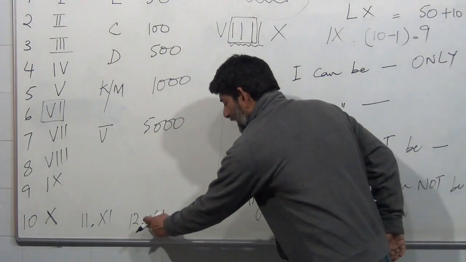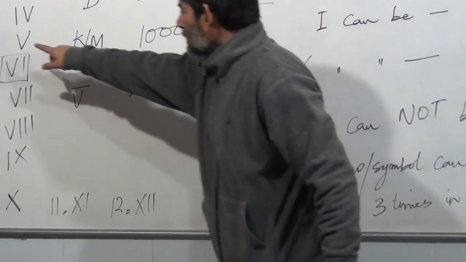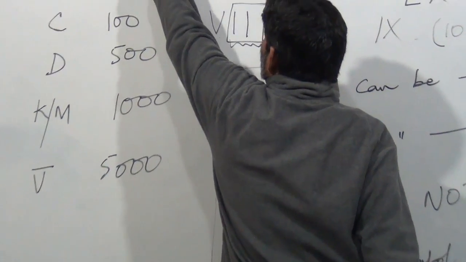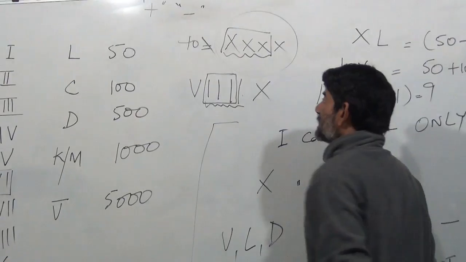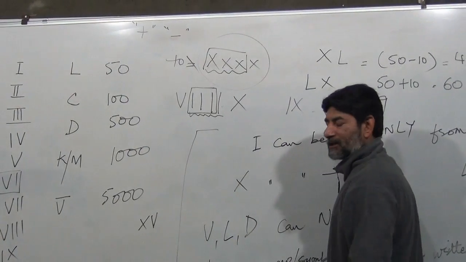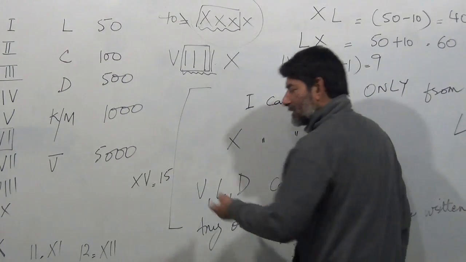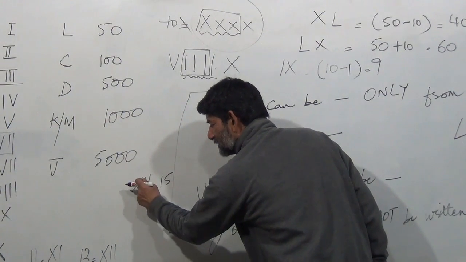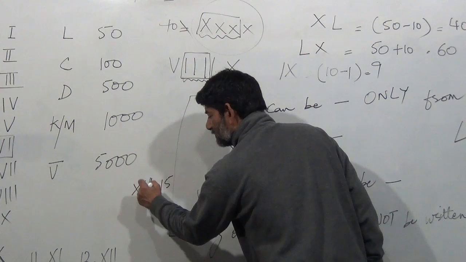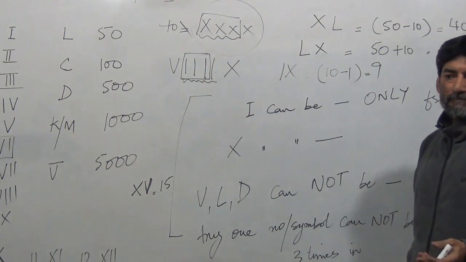13 will be written as X 1, 2, 3. 14 will be written as X 10 plus 4. Remember that the plus and minus signs do not exist in Roman numbers. When you write XV, you're basically writing 10 plus 5, 15. This means 10 plus 5. The symbol is missing, but because the smaller number, which is a 5, is after the bigger number, which is a 10, it automatically means addition.